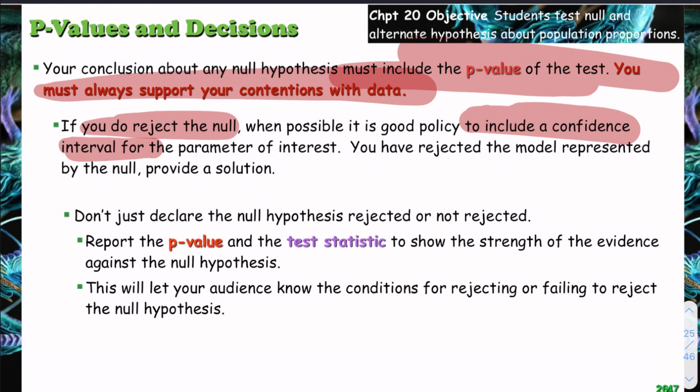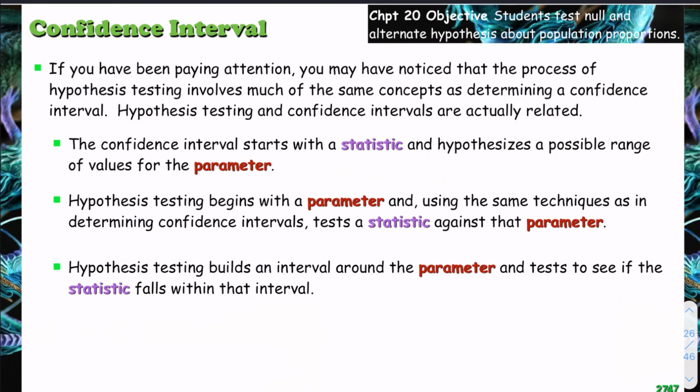What that means is you've rejected the model represented by the null, so we're going to provide an alternate solution. Don't just declare the null hypothesis rejected or not rejected. You're going to report the p-value and the test statistic to show the strength of evidence against the null hypothesis. This will let your audience know the conditions for rejecting or failing to reject the null. So if you've been paying attention, you may have noticed that the process of hypothesis tests involves much of the same concepts as determining confidence intervals.